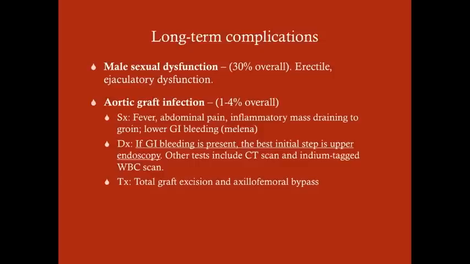And for diagnosis, if there's GI bleeding present, which would be black tarry stools, the best initial step is going to be endoscopy, and you should be able to see that aortoenteric fistula. You should be able to see blood in the distal part of the duodenum. Other tests are going to include CT scan and indium-tagged white blood cell scan. I can't imagine you're going to be asked for that on the test.